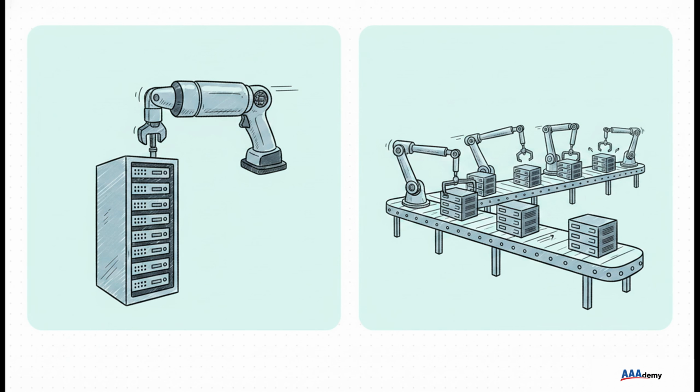Orchestration, on the other hand, is managing complex, multi-step workflows. It takes dozens of those individual automated tasks and coordinates them into one seamless process. So if automation is the power drill, orchestration is the entire assembly line running from start to finish without anyone having to push a button.